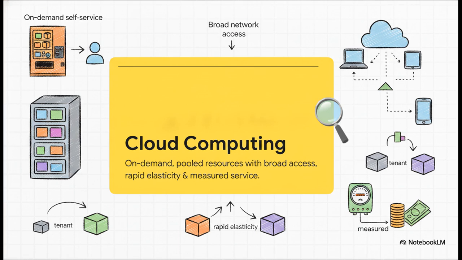First up is on-demand self-service, meaning you get resources automatically without needing human intervention. Second is broad network access, so you can reach it from any device. Third is resource pooling. This means providers are serving multiple different customers from the exact same physical hardware. Fourth is rapid elasticity, so the system scales up and down instantly based on what you need. And finally, measured service, which just means you only pay for exactly what you use. It's essentially just like your monthly water bill.